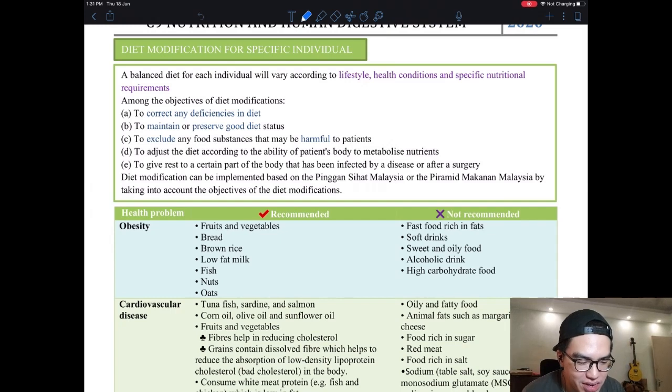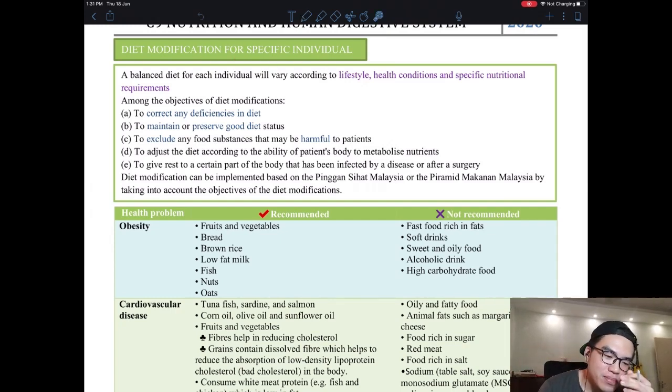Alright, so let's begin. Diet modification for specific individuals. What do you mean by specific individuals? Unless you have diseases or whatever, you are considered a normal individual. So we eat normally, most of us do. Although in Malaysia, what is defined as normal, Malaysians mainly don't eat very healthy. I hate to say it. We eat a lot of high fat, high sugary food. We love it. It's our Malaysian food.